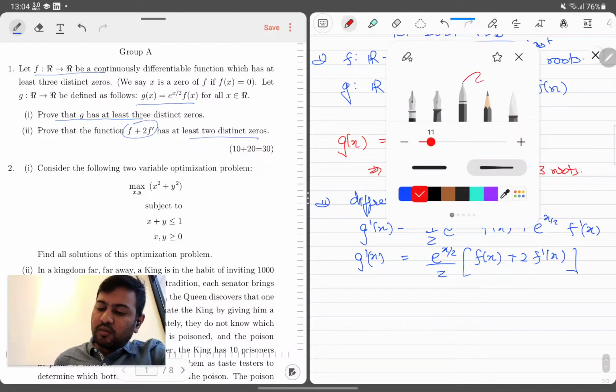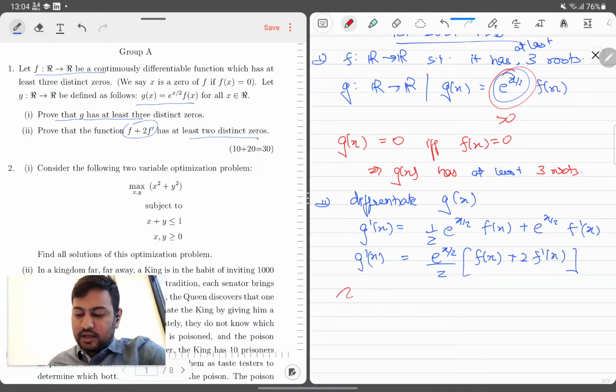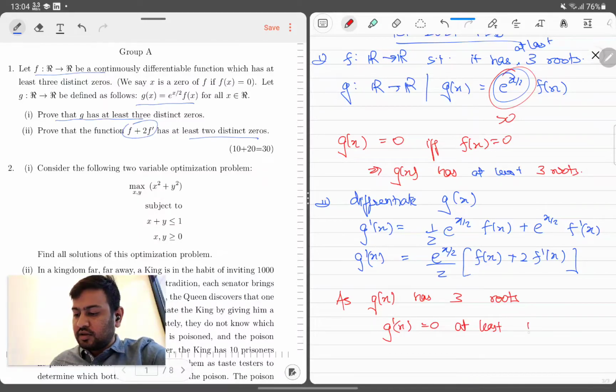Now what I know is that as g of x has 3 roots, g prime of x is equal to 0 at least twice. This is directly an application of mean value theorem.